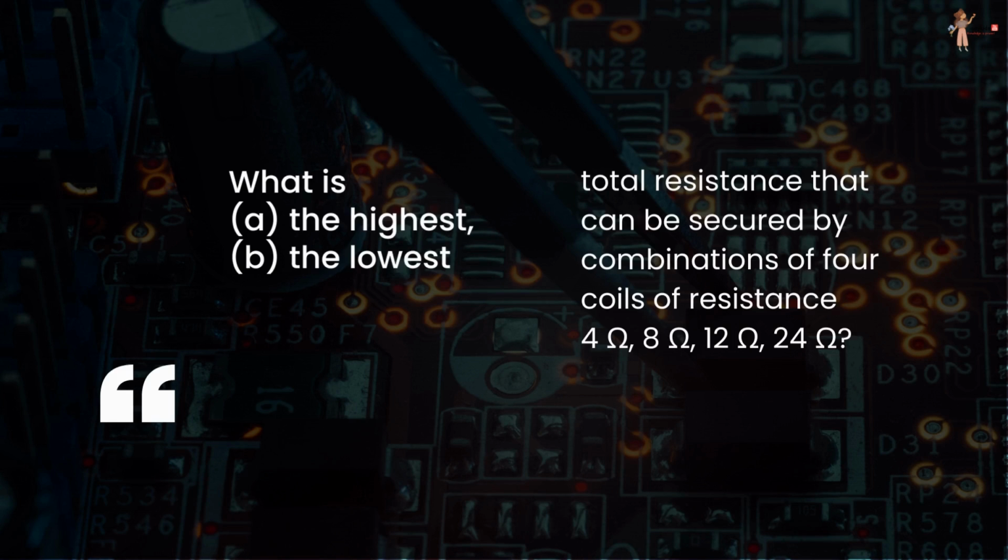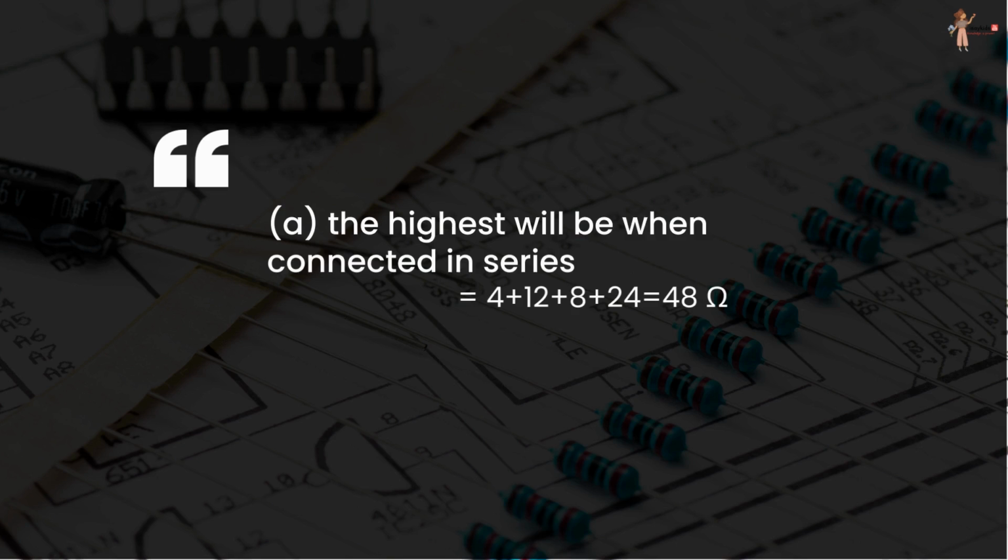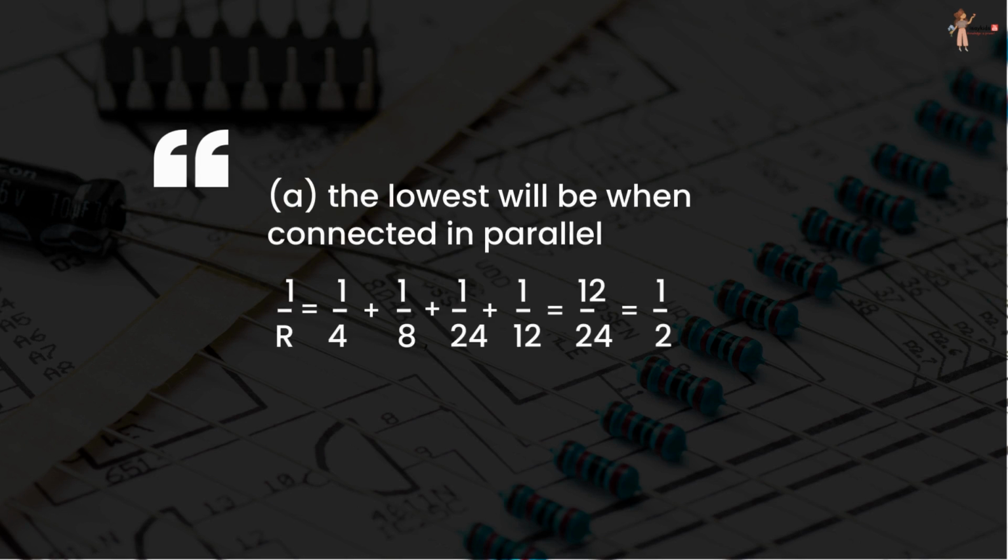Next is, what is the highest and the lowest total resistance that can be secured by combinations of 4 coils of resistances 4, 8, 12 and 24 ohms? The highest will be when connected in series, so it will be 4 plus 12 plus 8 plus 24, that is 48 ohms. And the lowest would be when connected in parallel. That will be 1/4 plus 1/8 plus 1/24 plus 1/12, thus giving us R as 2 ohms.